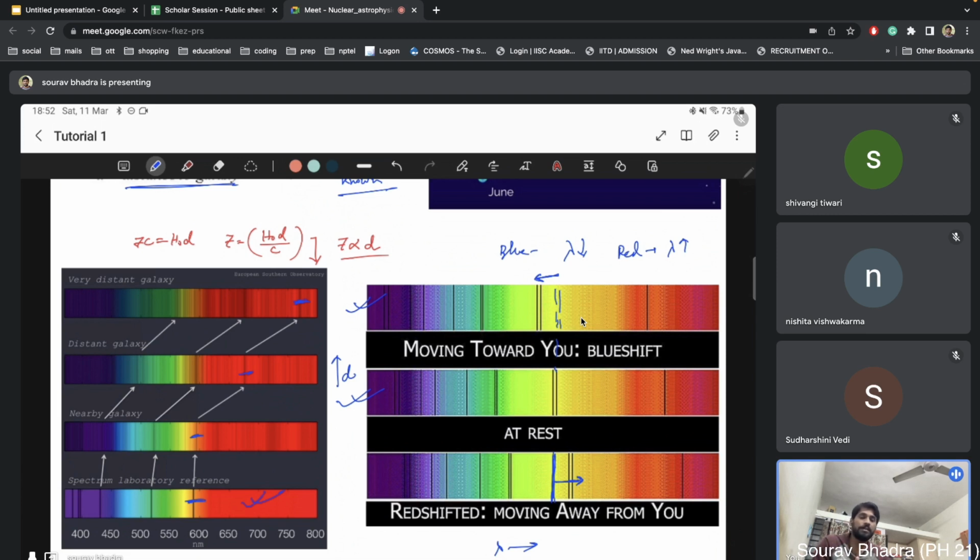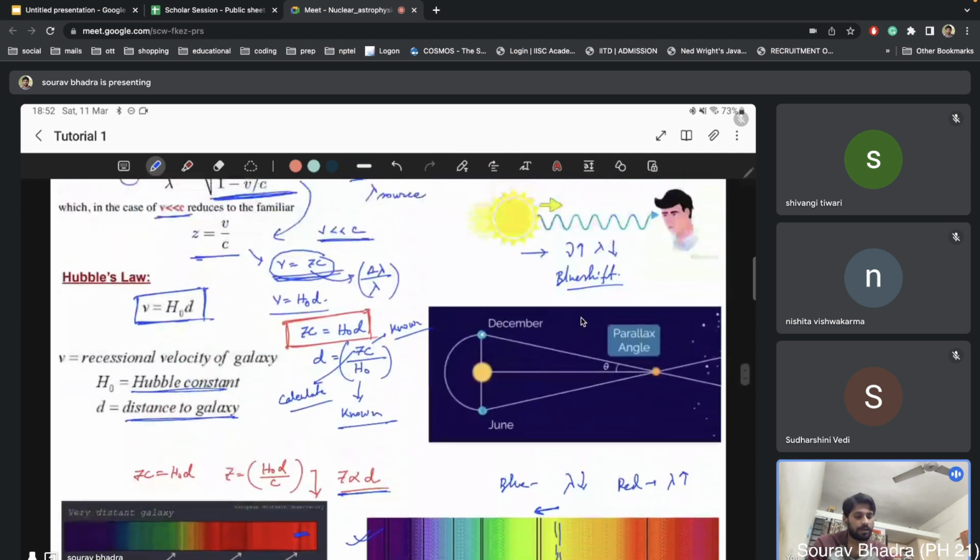So from the separation of the lines you can also get an idea about the distance, whether it is coming from a very faraway object or a nearby object, because redshift is proportional to the distance of the object. Just this. That's why I kept this figure. Okay, now I will come to the part: what is a parsec.